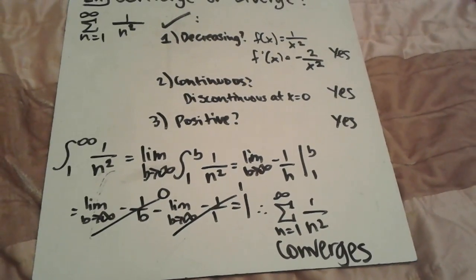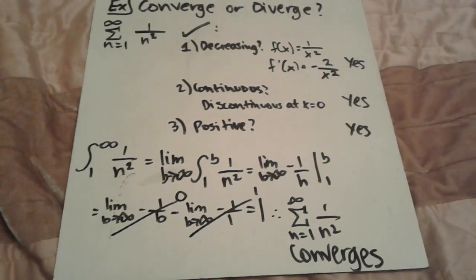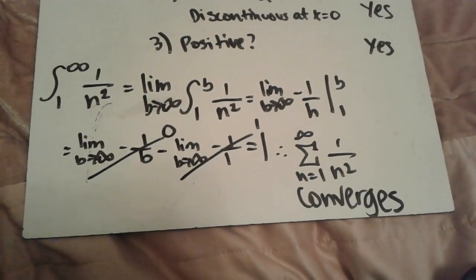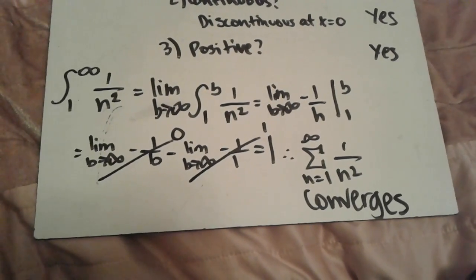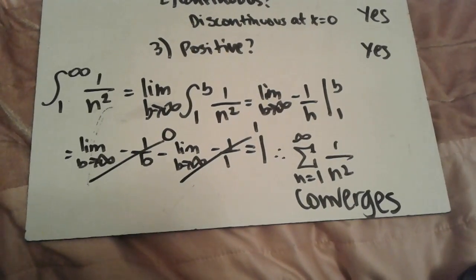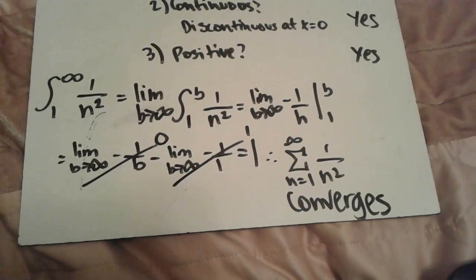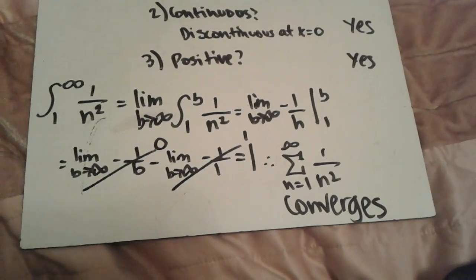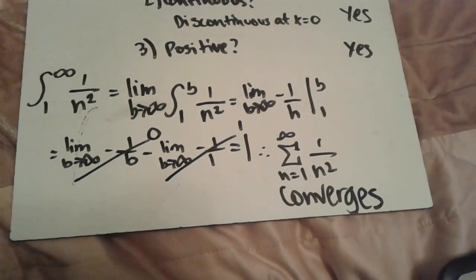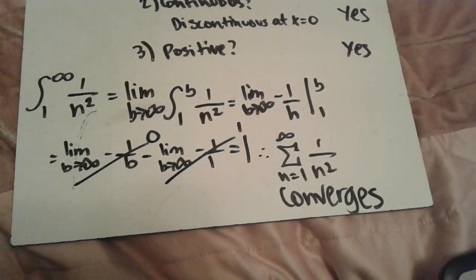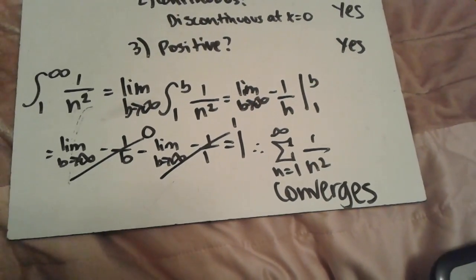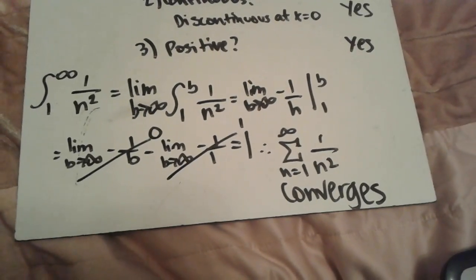Since all three conditions are checked off, you can continue on to the integral. For the integral, I set it up as the integral from 1 to infinity of 1 over n squared. Since there's an infinity on top, I substituted and created a limit as b approaches infinity, with the integral from 1 to b of 1 over n squared. I continued this and had it be the limit as b approaches infinity of negative 1 over n, and I had to later plug in 1 and b.